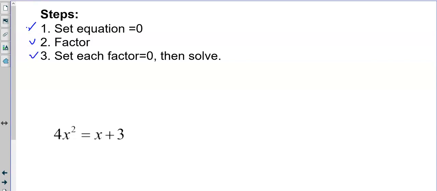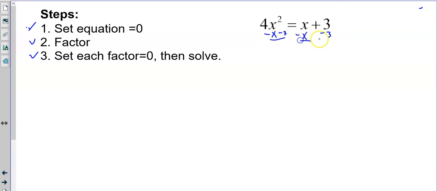So if you have something like this, the first thing you want to do is set that thing equal to 0. So we're going to subtract x from both sides and subtract 3 from both sides. I'll just do 2 steps in one. And so you get on the left-hand side 4x squared minus x minus 3 equals 0. You're going to try to factor that. You might have to use the AC method if you can't guess and check it.